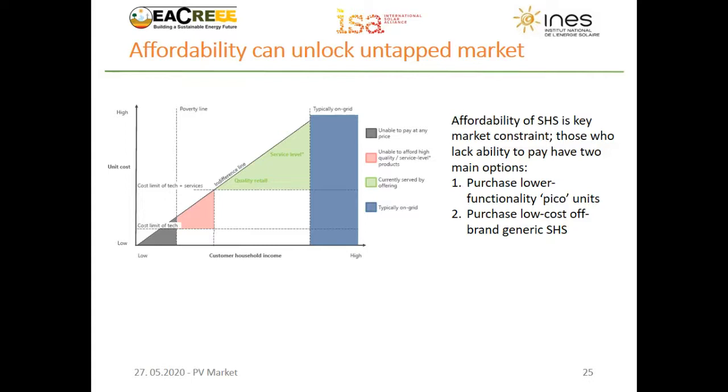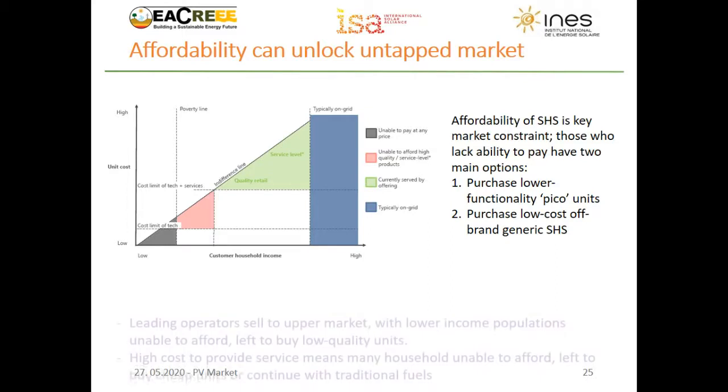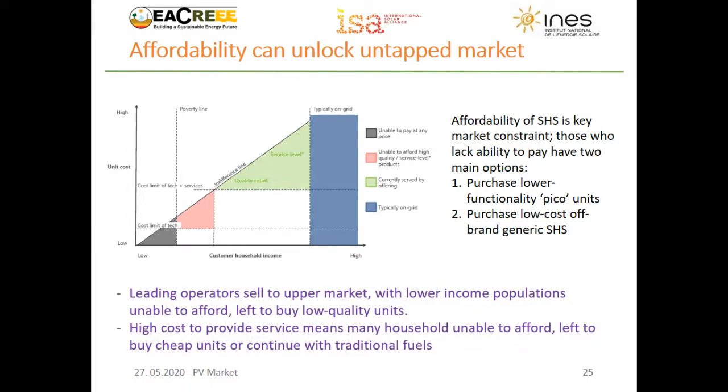One is to purchase lower functionality PICO units that they can afford, or they purchase a low-cost off-brand generic system that their finances allow them to purchase. So leading operators usually sell to upper markets, with the low-income population able to afford only some products, and this has been the trend. We have operators who have a targeted market, higher market or lower market.